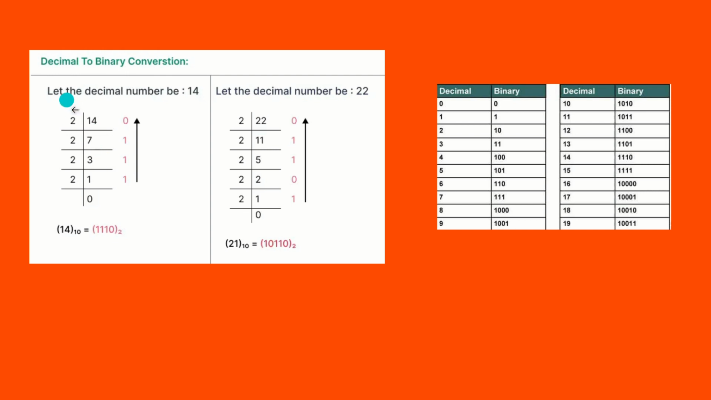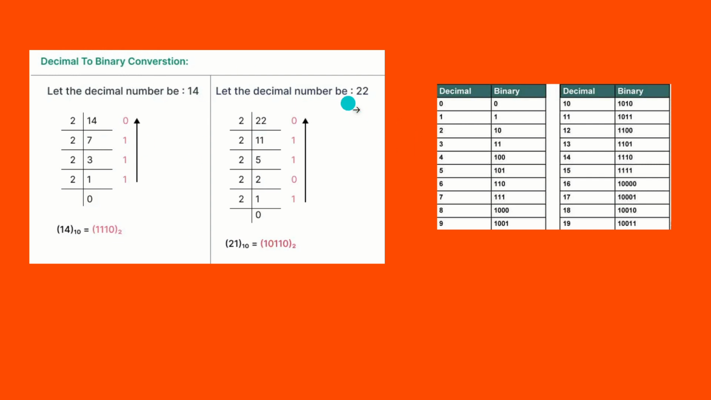Simple. Just divide 14 by 2 continuously until you get 0. That is, 2 sevens are 14. No remainder, so 0. Put the remainder here. 2 threes are 6. 1 will be the remainder. Just put 1 here. Now 2 ones are 2, 1 here. Now this cannot be divided further, so put 0 and the remainder will be 1 as it is. So write 1 as it is and read in the upward direction. Don't come downward, go upward. Therefore I get 1, 1, 1, 0. 14 is the decimal, and the equivalent binary value is 1110.